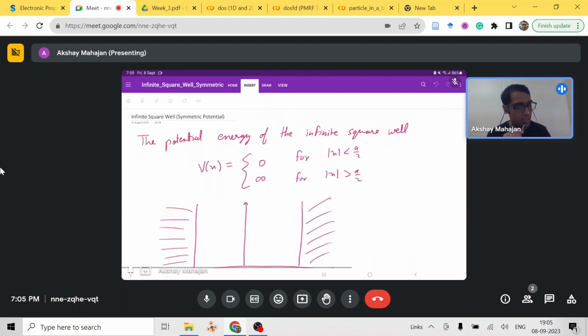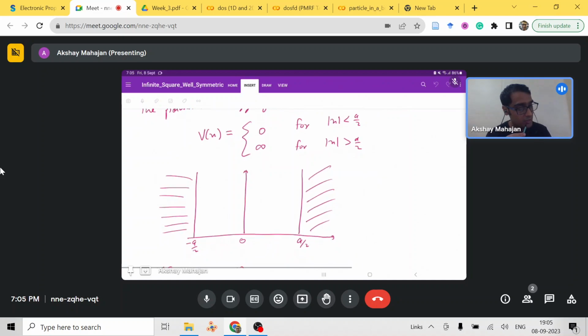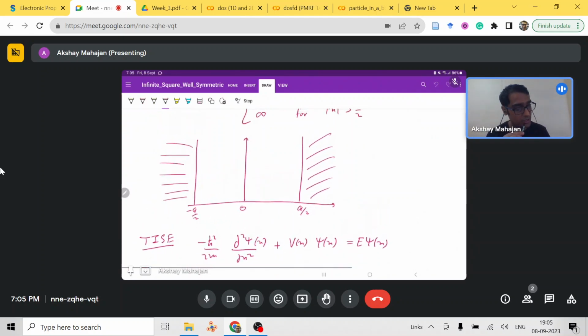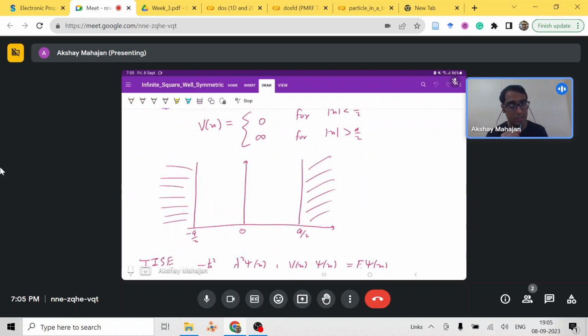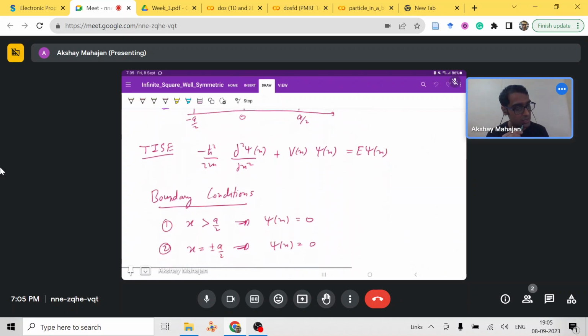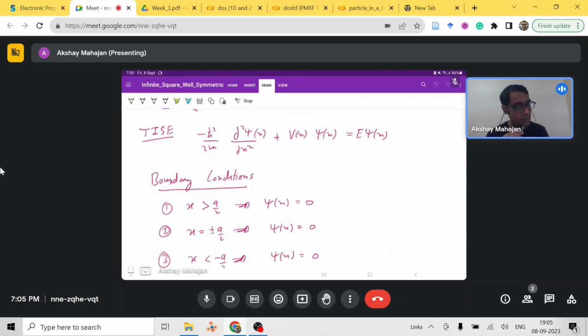We know what the infinite potential square well is. In this case, the symmetric potential, instead of having our well from 0 to a, we have our well from minus a by 2 to a by 2. Our potential is 0 in this range, that is mod of x less than a by 2, and it is infinite for mod of x greater than a by 2, in those two regions.